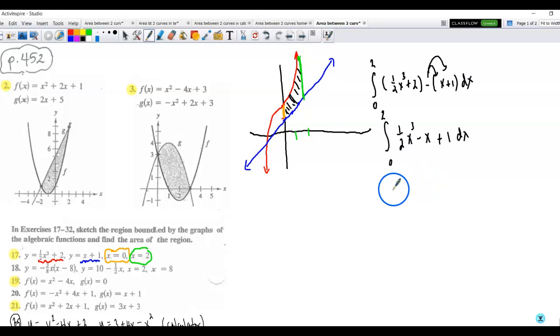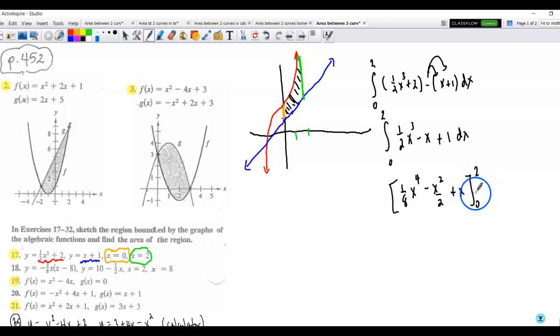Now I'm going to take it one more step. I'm not going to do the evaluation just for the interest of time. 0 to 2, so I'm going to increase the power by 1, so that gives me x to the 4th over 4, so that would be a 1/8 x to the 4th minus x squared over 2. I don't need that integral anymore, do I, if I'm going to integrate? Let's get rid of that. And then plus x evaluated from 0 to 2.